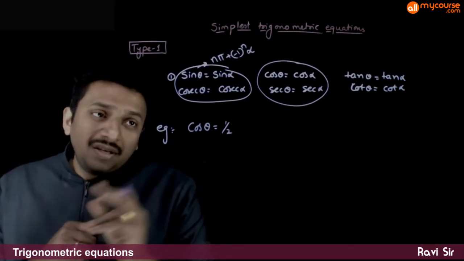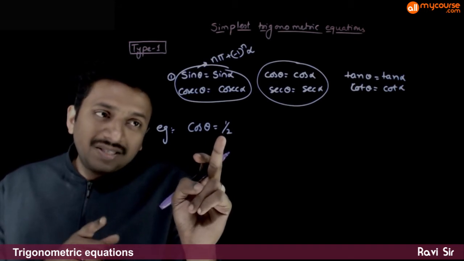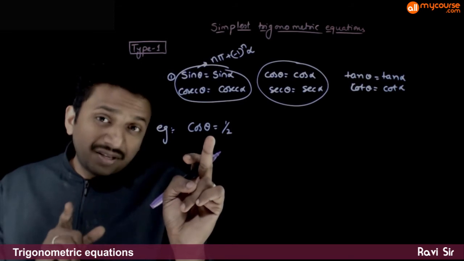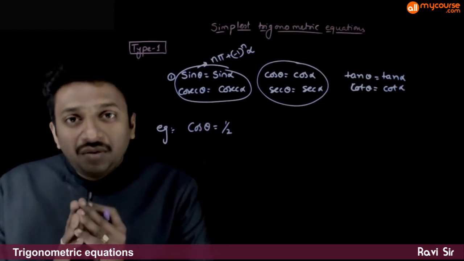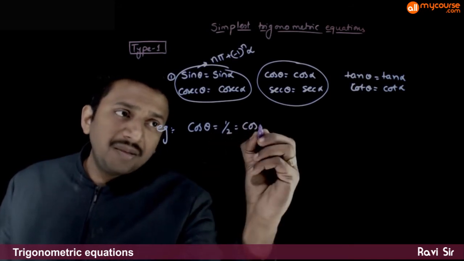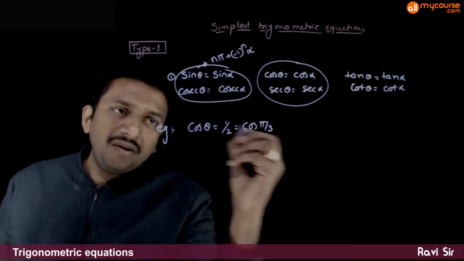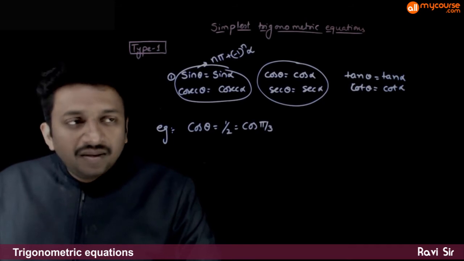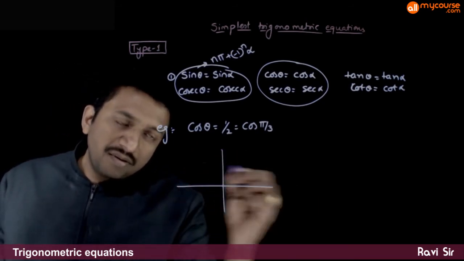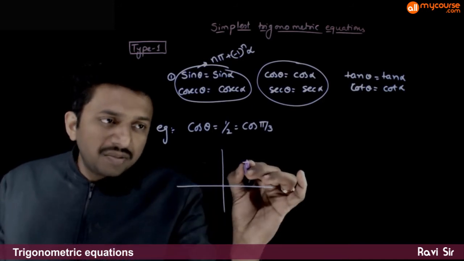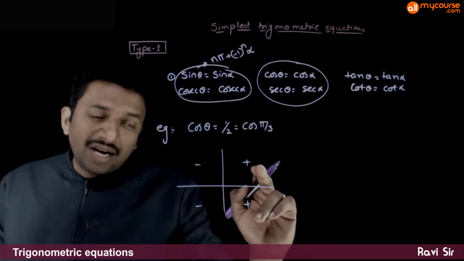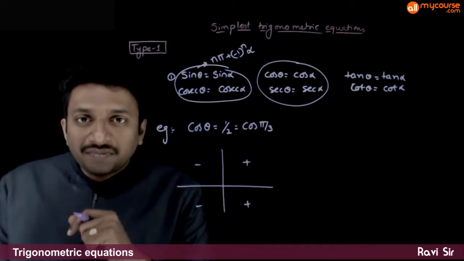Now what we do is we search for this half. For what value of theta in the first quadrant will cos be equal to half? Half is nothing but cos of pi by 3, cos 60 degrees, right? Now let us draw the quadrant diagram for this. What is the quadrant diagram for cos? Plus, minus, minus, plus. Cos is positive in the first and fourth quadrants and negative in these quadrants.